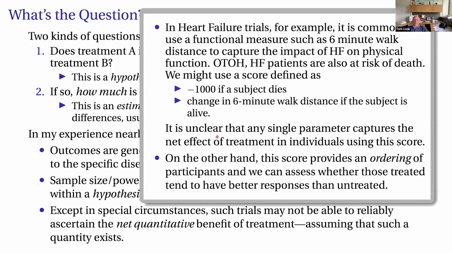But it's unclear in this setting whether there's any single parameter that can capture the net effect of treatment when I have this composite of death or change in function. On the other hand, it allows us to order people by whether they're alive or dead and whether they have improved or less improved a 6-minute walk distance. So I can easily test the hypothesis to ascertain whether there is benefit. It's much more difficult to ascertain quantitatively what that benefit is.